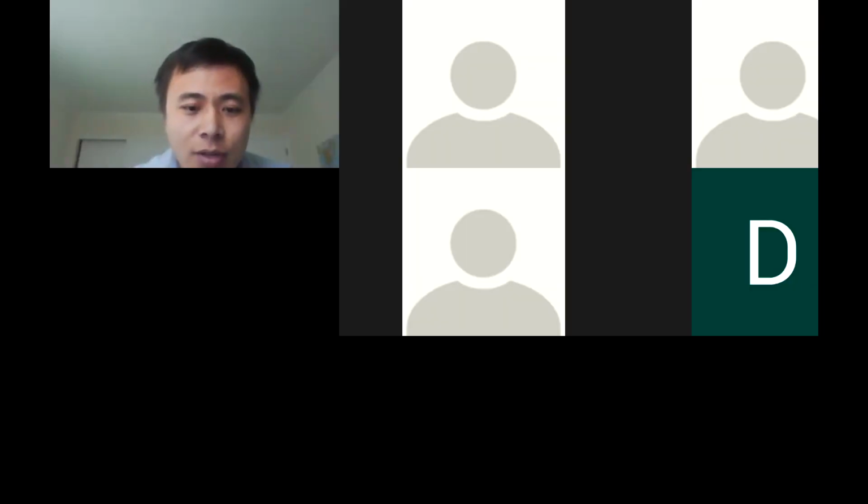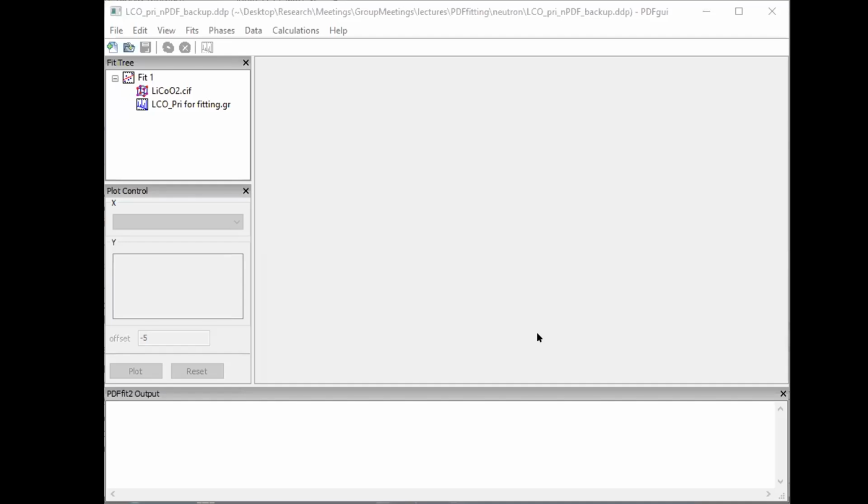The purpose is to show how we can visualize these things using the function I mentioned previously. In the email I sent to you, there was a DDP file, which is the PDFGUI file that I already made, and it contains the neutron PDF data. So let me share the screen again. Can you see my screen?